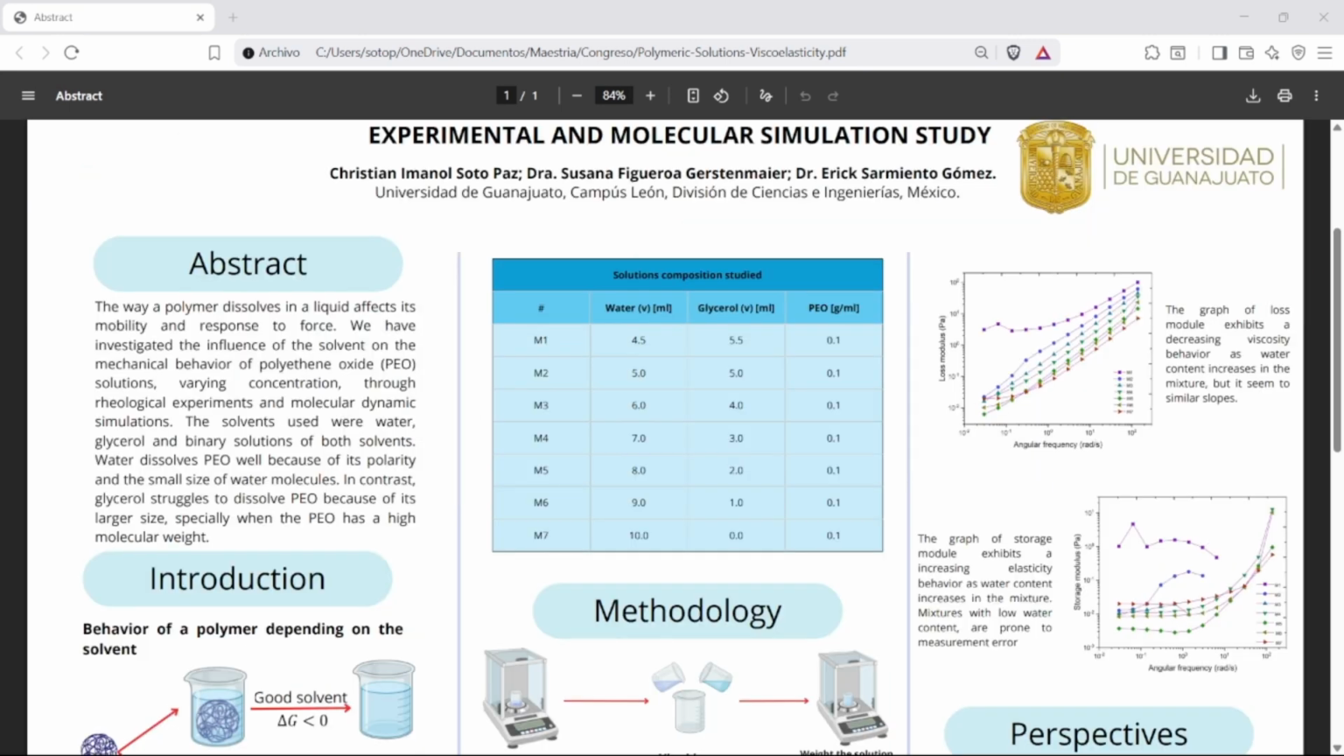In this project, we have investigated the influence of the solvent on the mechanical behavior of polyethylene oxide solutions, varying the concentration through rheological experiments and molecular dynamics simulations. The solvents used were water, glycerol, and binary solutions of both solvents. Water dissolves PEO well because of its polarity and the small size of water molecules. In contrast, glycerol struggles to dissolve PEO because of its larger size, especially when the PEO has a high molecular weight.